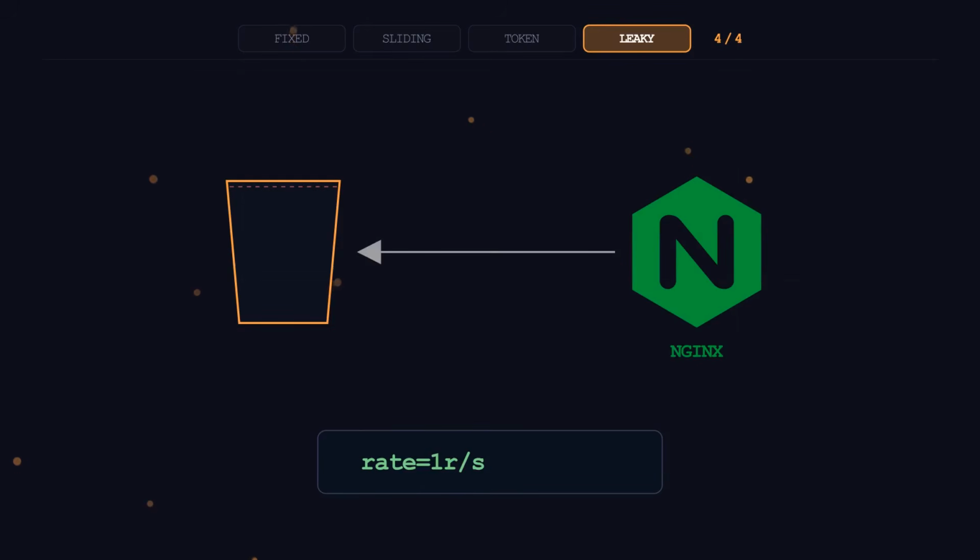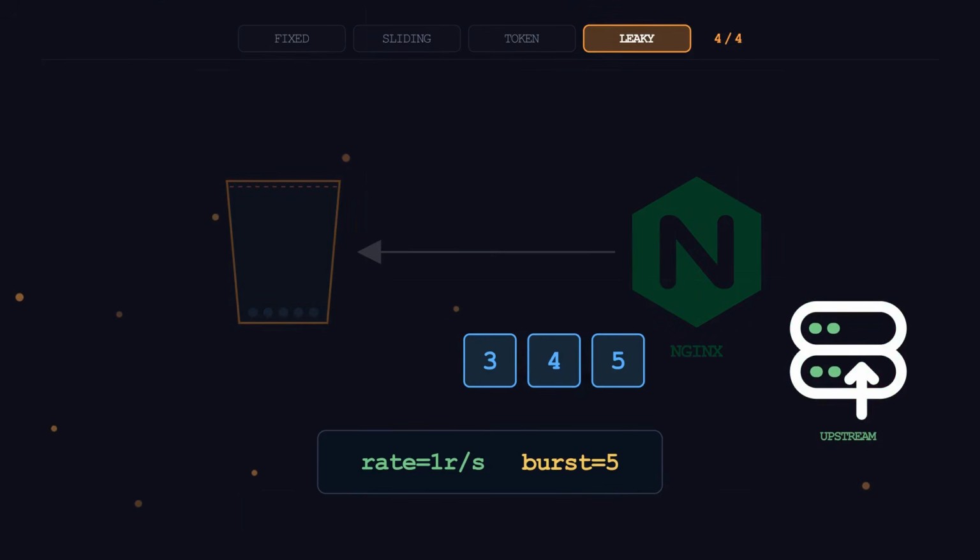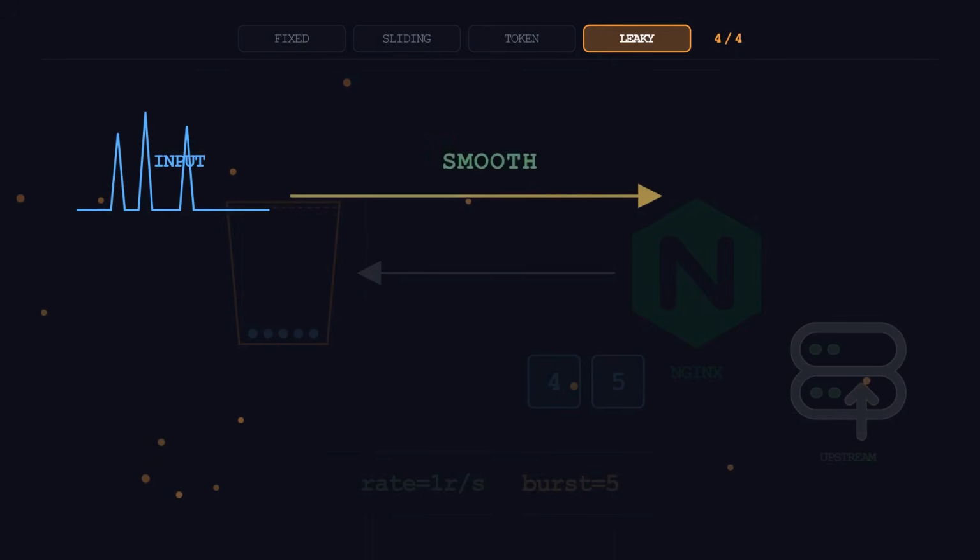Configure it. 1 request per second. Burst of 5. 5 requests arrive in the same instant. They don't get rejected. They line up. nginx feeds them to the upstream 1 per second. Requests 6 and 7, arriving while the queue is still full, get dropped. The bucket's job is to smooth the traffic, not to refuse it.